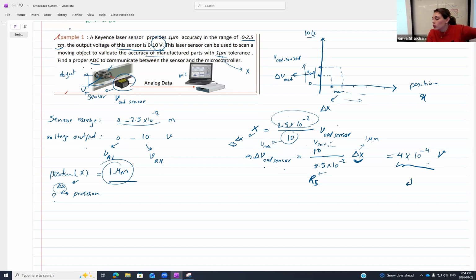So let's say the higher. What is this one? I said this is the smallest voltage increment. Means each time, this is the increment.